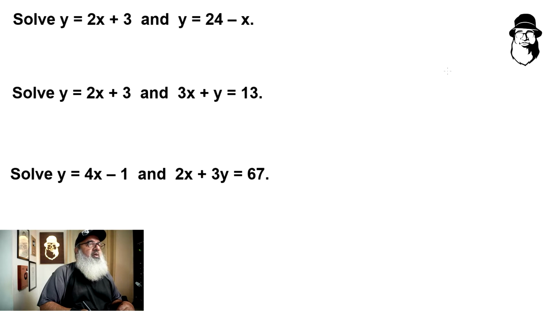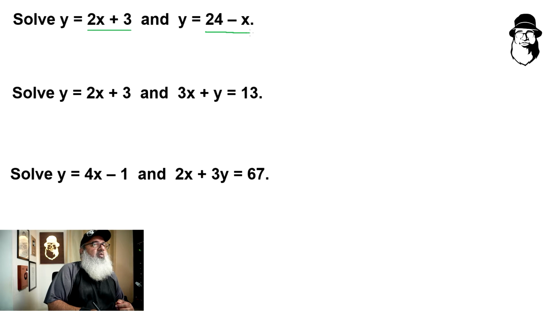Another way of solving simultaneous equations is the substitution method. Now here we can see y is equal to 2x plus 3, and here y is equal to 24 minus x. So both are equal to y, so we can equate them here like this, because 2x plus 3 is also equal to y and 24 minus x is also. These types of equations we can do mentally, as we have done in the previous lessons.